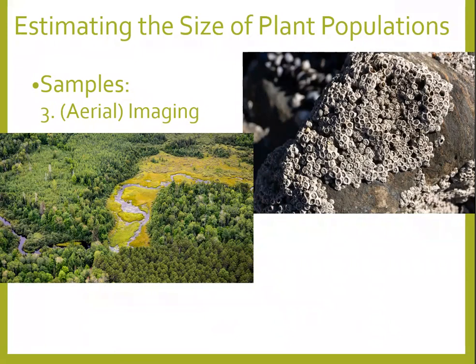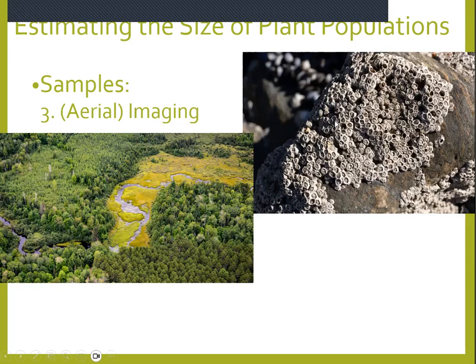I also wanted to make a side note here that these types of methods are great for measuring anything that doesn't move. So this can also be animals, right? So here we can see barnacles, they don't move, and so we can really easily just calculate the area of this mass and then count all the little barnacles within it, and then we can use that to estimate the size of the entire population. And we can do this with corals, we can do this with anything that is immobile.